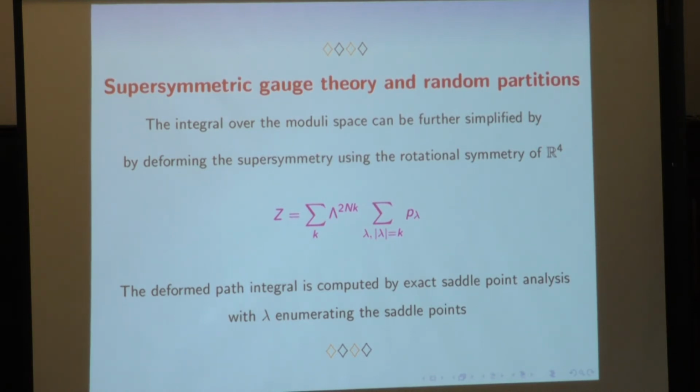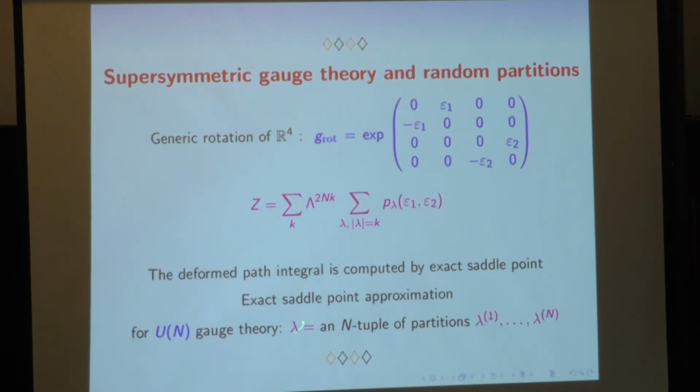So there, the supersymmetric field configurations are not just instantons, but they are instantons which are in addition invariant under the rotations. And so they don't have a moduli space, they are isolated. And so that's why the partition function becomes a sum. Instead of an integral, it becomes a sum over special instanton configurations, which happen to be identified with partitions or N-tuples of partitions for U(N) gauge theory.